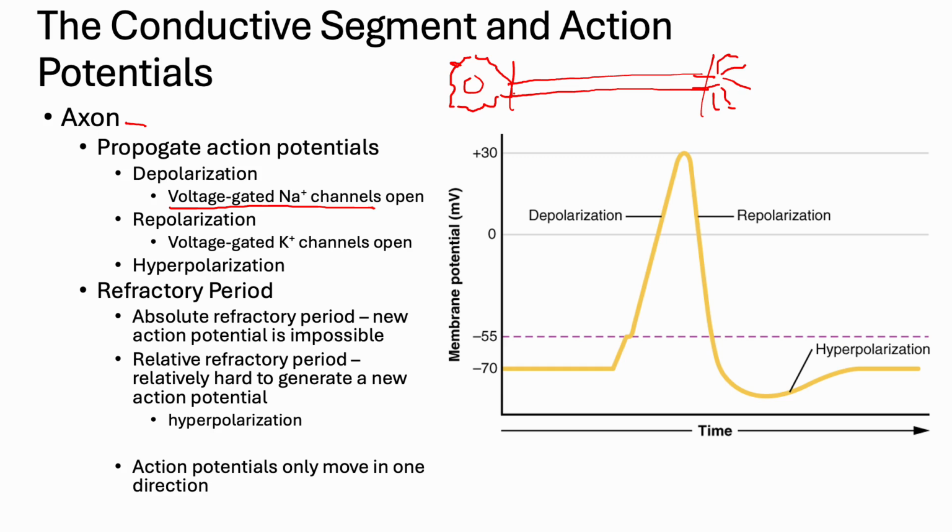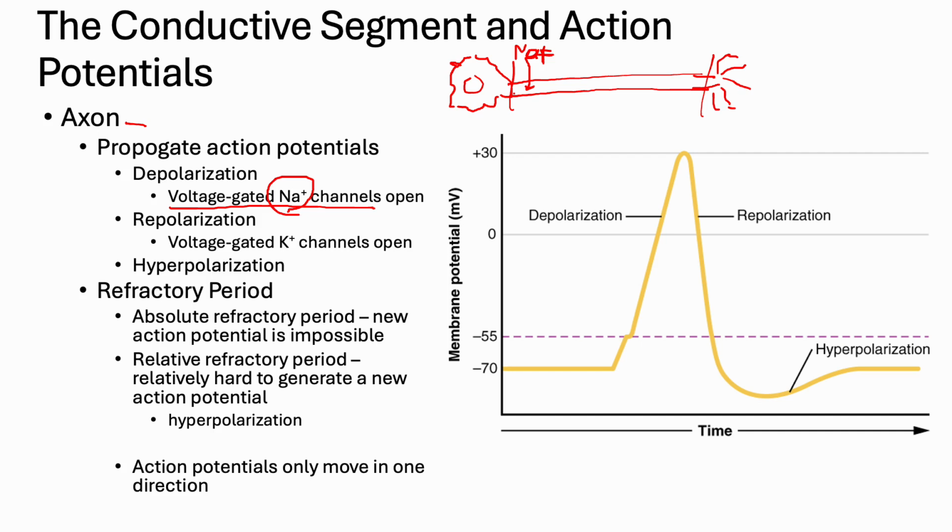So we talked about before, sodium ions are positively charged, right? And we have more sodium outside of the neuron than inside. So once those channels are open, sodium is going to rush in, right? And since sodium is positively charged, when sodium comes in, that means we have a change inside the neuron from negative to more positive.